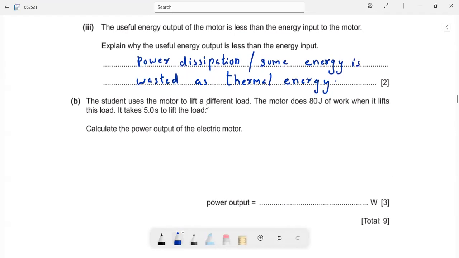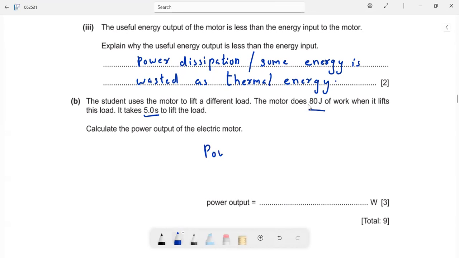The student uses the motor to lift a different load. The motor does 80 joules of work when it lifts the load. It takes 5 seconds to lift the load. Calculate the power output of the electric motor.